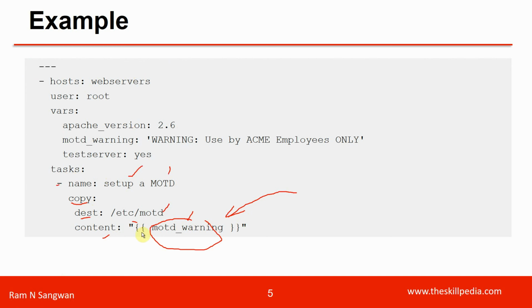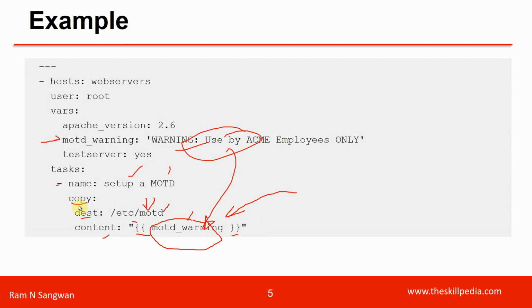How you interpolate a variable in a playbook is by using double curly braces and putting them into double quotes, and there is a space before it. So MOTD warning has to be a variable which must be defined in the same playbook, or it must be included. So where is the MOTD warning message? This is defined in the variable here. So this message, this content will be replaced here and it will go to this file. This is the meaning of this task.